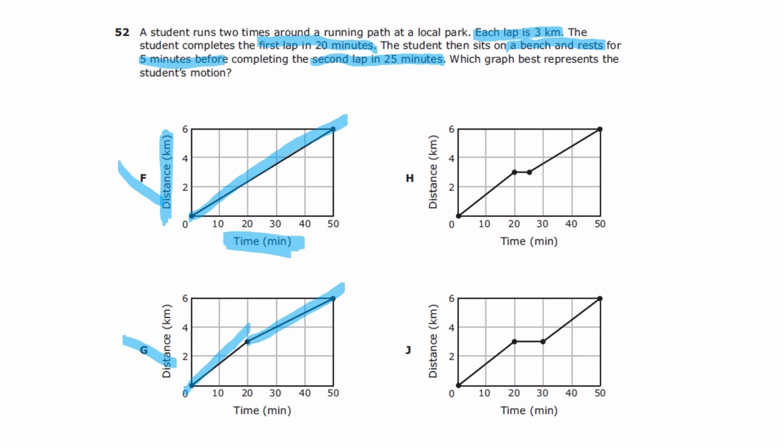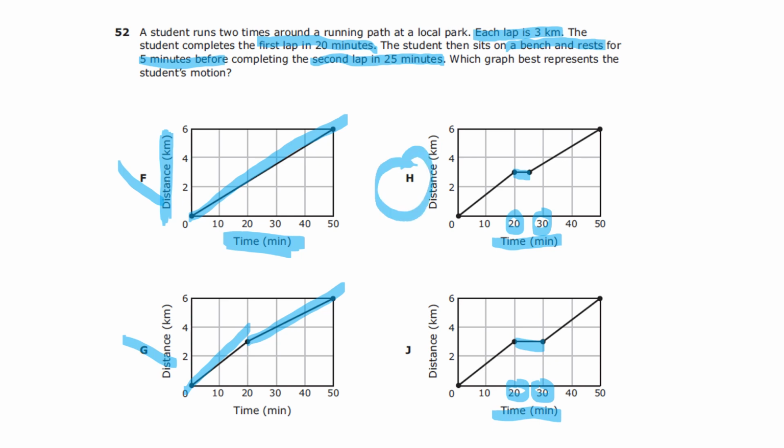Let's go ahead and do that. So we're resting for how long? For 5 minutes, okay? So time would be showing a 5-minute rest. Okay, which one shows a 5-minute rest? 20 to 30, that's 10 minutes. This one shows halfway between 20 and 30. So without even having to mess with the positive slopes, just by learning our zero slope, our rest, our stationary, we can already get the right answer. But let's just go ahead and make sure that we know that it is H.